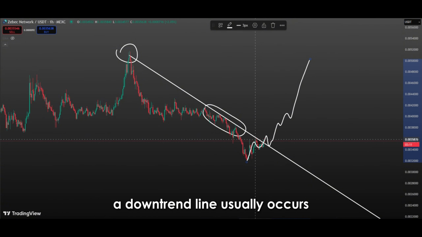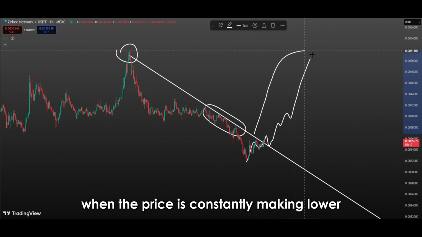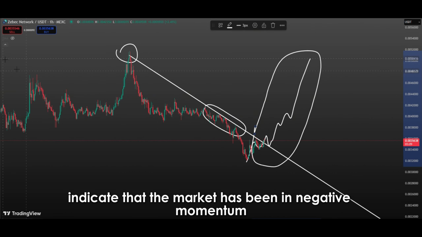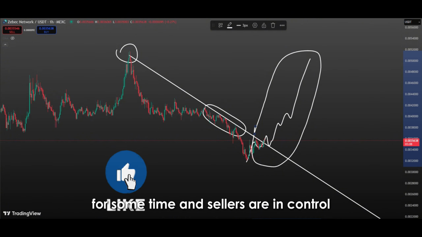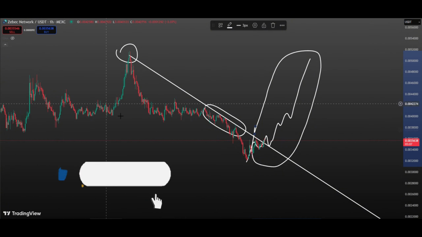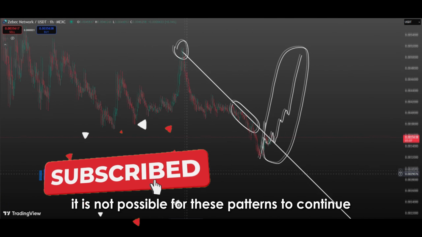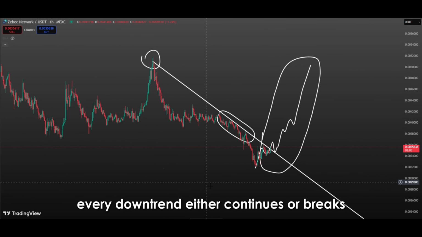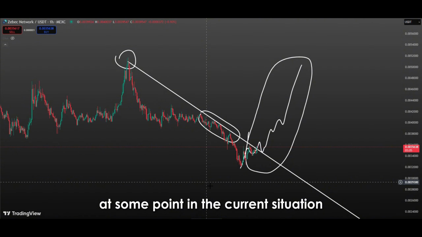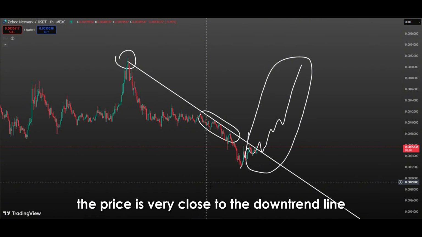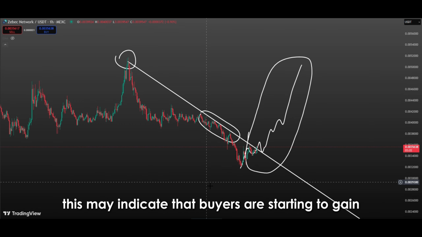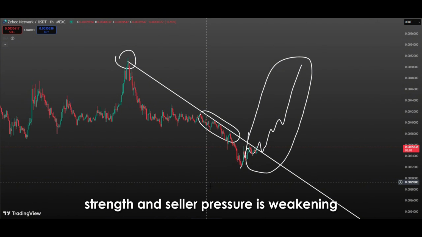A downtrend line usually occurs when the price is constantly making lower highs and lower lows. Such trends indicate that the market has been in negative momentum for some time and sellers are in control. However, it is not possible for these patterns to continue in the same way. Every downtrend either continues or breaks at some point. In the current situation, the price is very close to the downtrend line and is moving as if it wants to test and break this resistance. This may indicate that buyers are starting to gain strength and seller pressure is weakening.